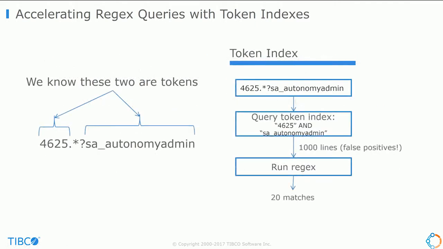So let's take a further look. In this example, and again we saw the same example in our demo previously, we know that these two are tokens. The token index will essentially take these two tokens, the event ID and then the string, and fly the logs across it. It'll find things in the tokens that match. Then you run the regular expression on top of that so that you get a more precise match.